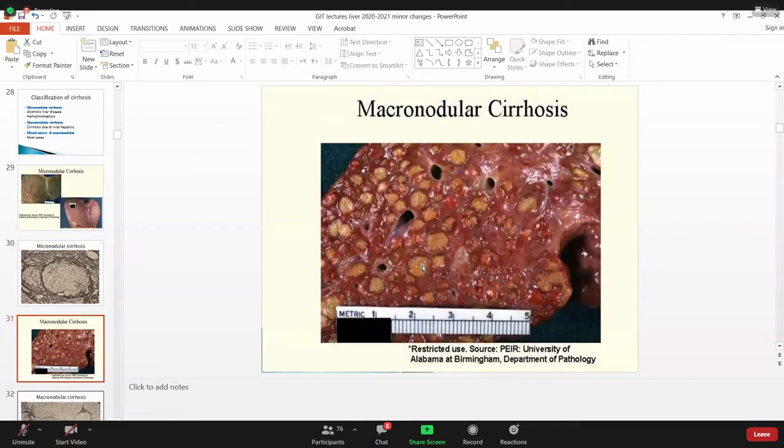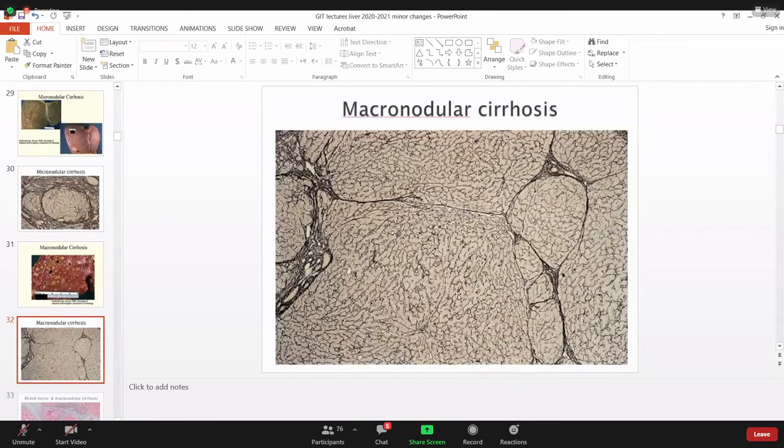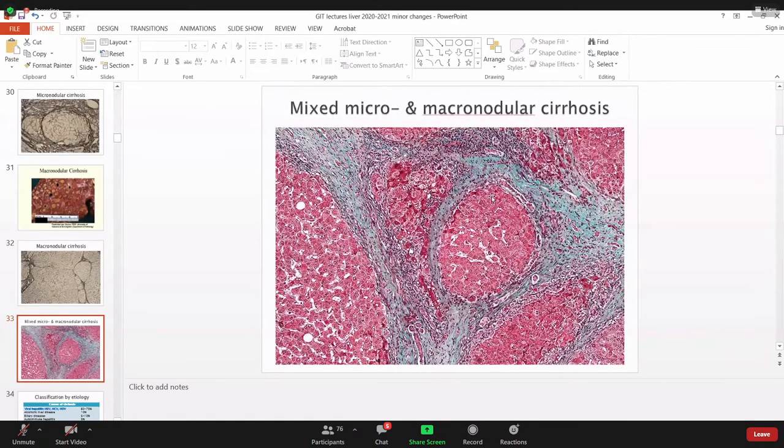To compare, in macronodular cirrhosis the nodule size is more than 3 mm. Under the microscope, they are bigger, do you see? Very big structures, very big nodules. In most of the cases, as we said, it's a combination of micro and macronodular cirrhosis. This stain stains the fibrous tissue blue, the collagen blue in color. The fibrous tissue is around, and in the middle the hepatocytes are red, regenerating hepatocytes.